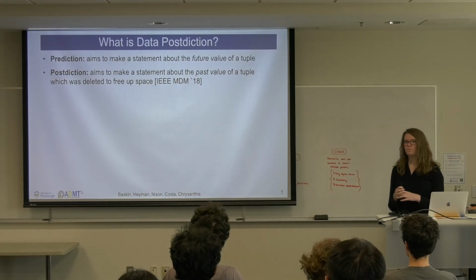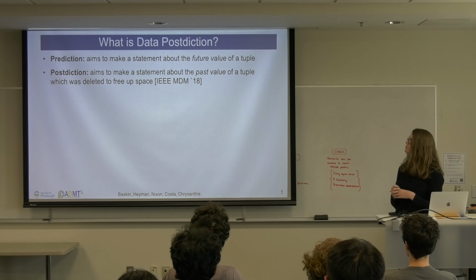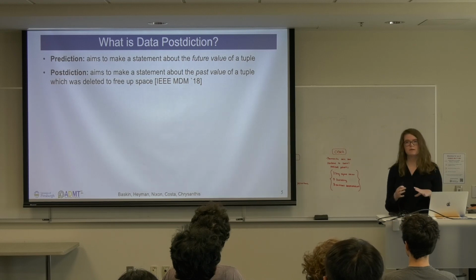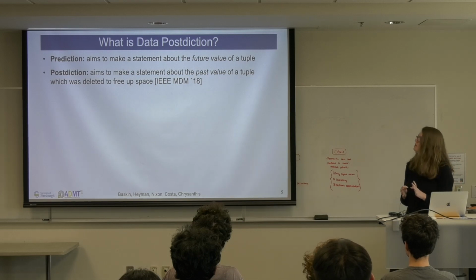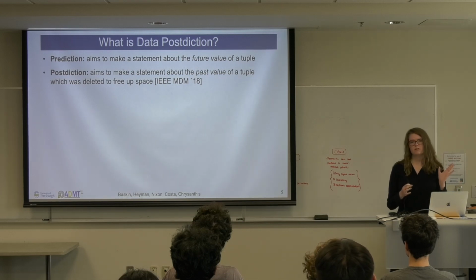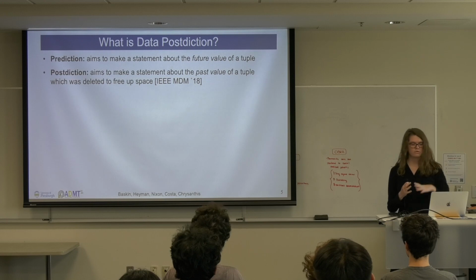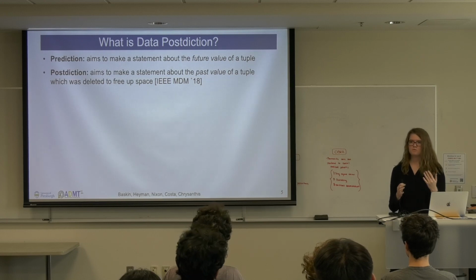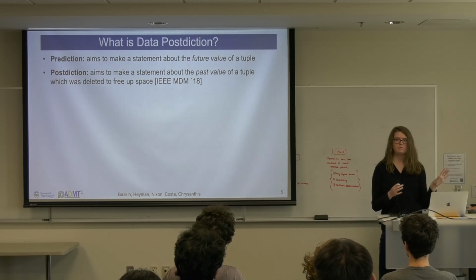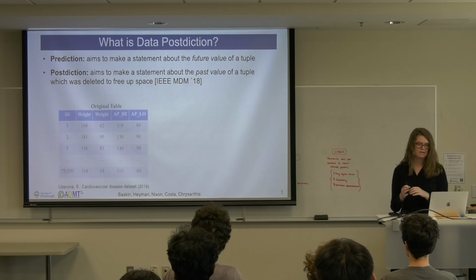So what I was working on was data post-diction. The idea for data post-diction is to reduce database storage costs by enabling the deletion of entire columns. Whereas prediction uses machine learning to estimate some future value, post-diction uses machine learning to estimate the past value of a field that's been deleted to free up space.